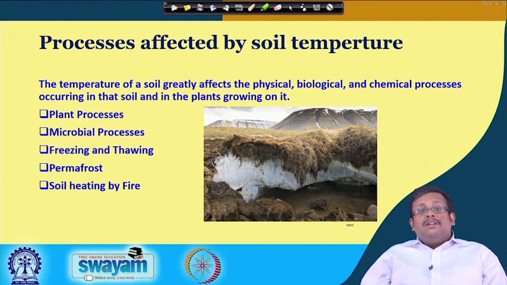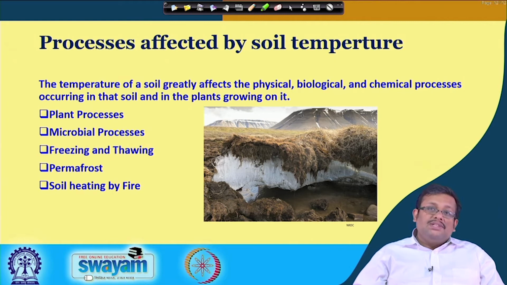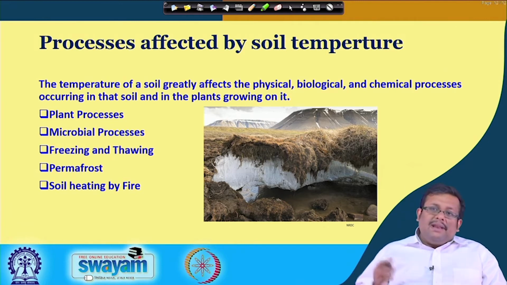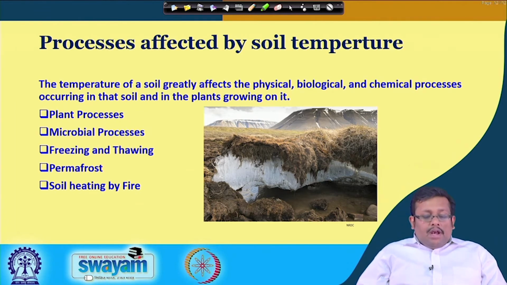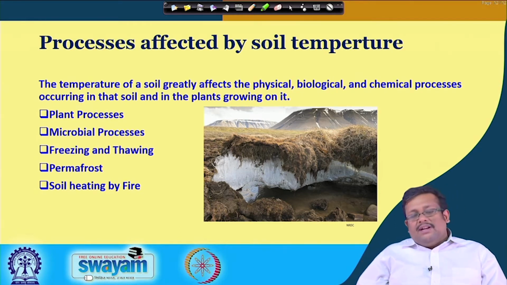The temperature of soil greatly affects the physical, biological and chemical processes occurring in that soil and in the plants growing on it, because for different plant processes, the plants are able to extract the water and nutrients in a specific range of temperature. We will discuss this in the next slide. And also the millions and billions of microorganisms present in the soil are active in a specific range of soil temperature. They cannot be active beyond a certain range of temperature. So, that is also important.